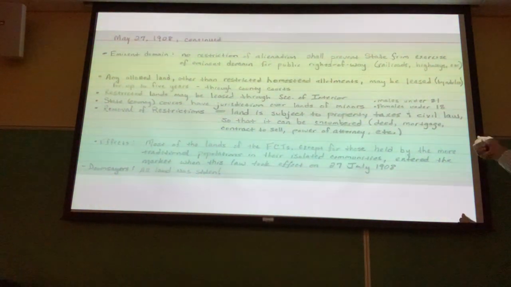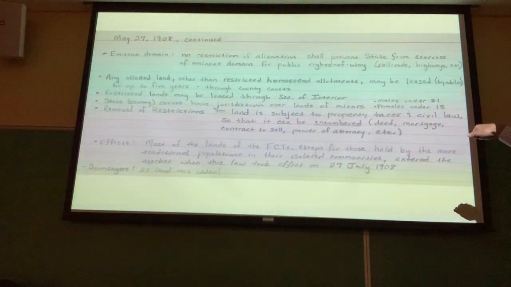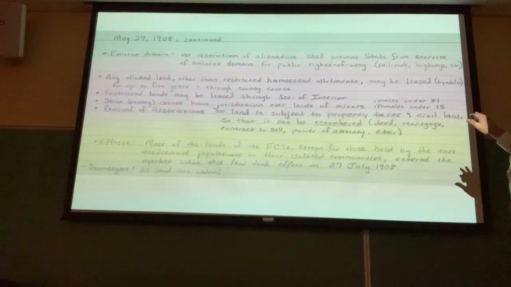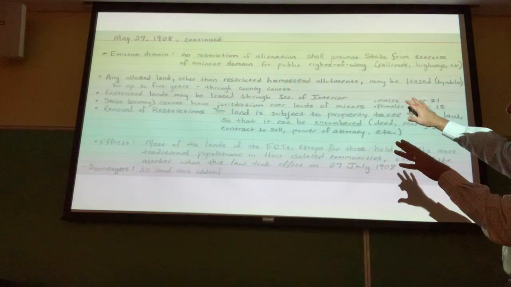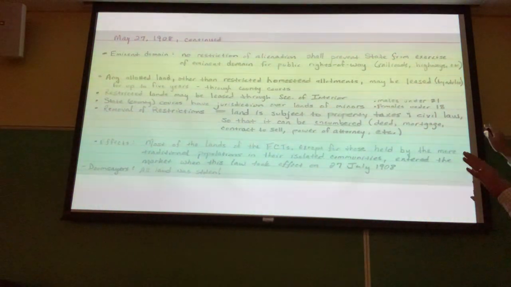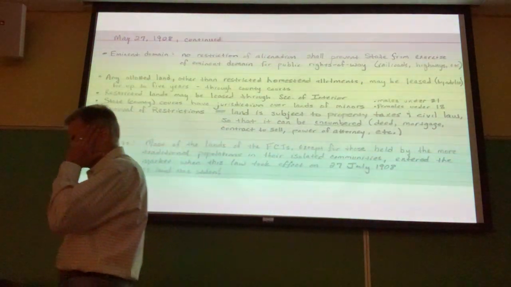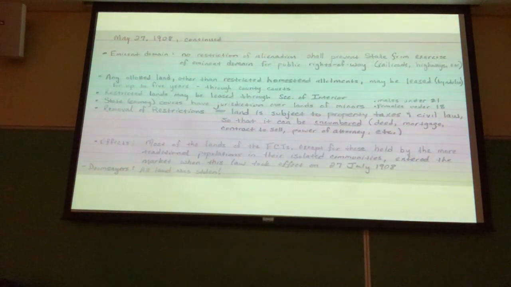Basically, eminent domain was declared on them. So allotted land, whether it's restricted, homesteads, any allotted land under the Burke Act could finally be leased. Okay, so this was a big one. By leasing any restricted homesteads, restricted allotments, these people could finally get some economic utilization out of the land.